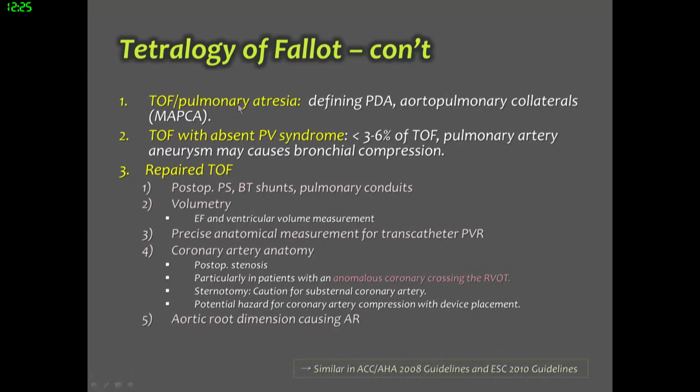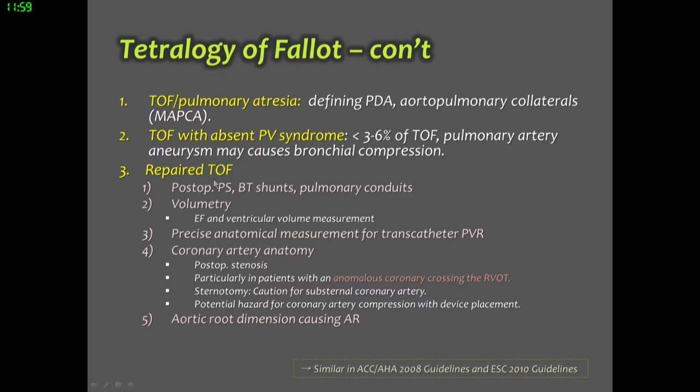In patients with TOF with pulmonary atresia, CT has excellent accuracy in defining PDA and aortopulmonary collaterals in these patients prior to surgical unifocalization. TOF with absent pulmonary valve syndrome, which is the least common form of the TOF, often has a severe pulmonary artery dilation. And this dilation may cause bronchial compression, which can be visualized by CCT.